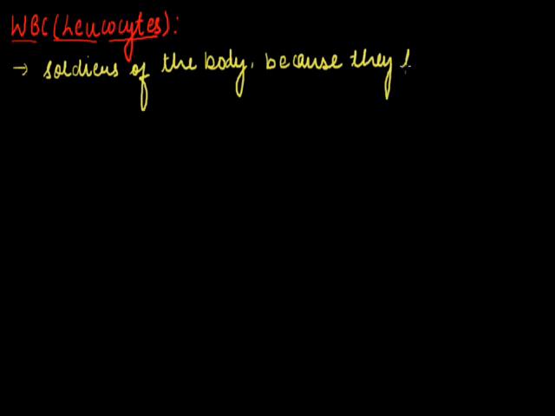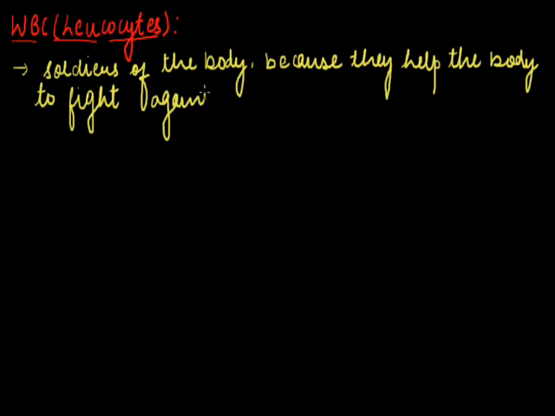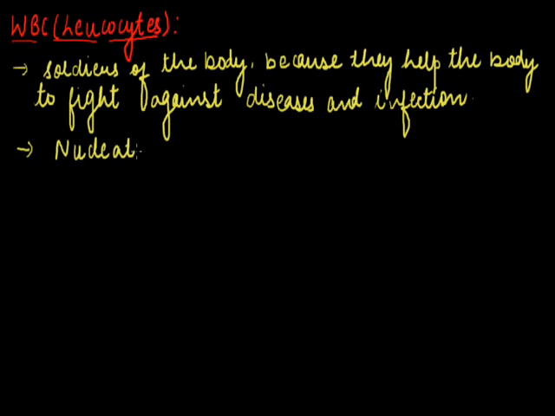They help the body to fight against diseases and infection. If we compare WBC to RBC, the WBCs are nucleated cells. That means they have the presence of a nucleus. These WBCs are broadly divided into two categories.